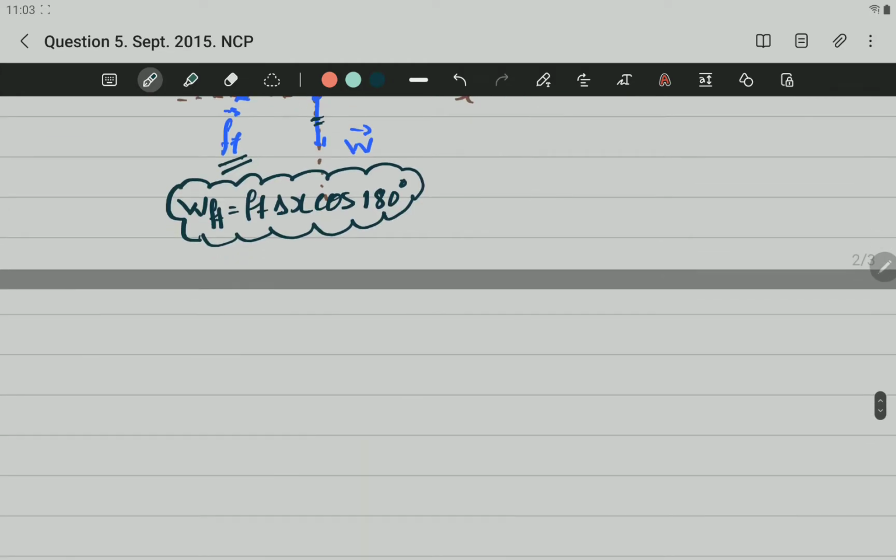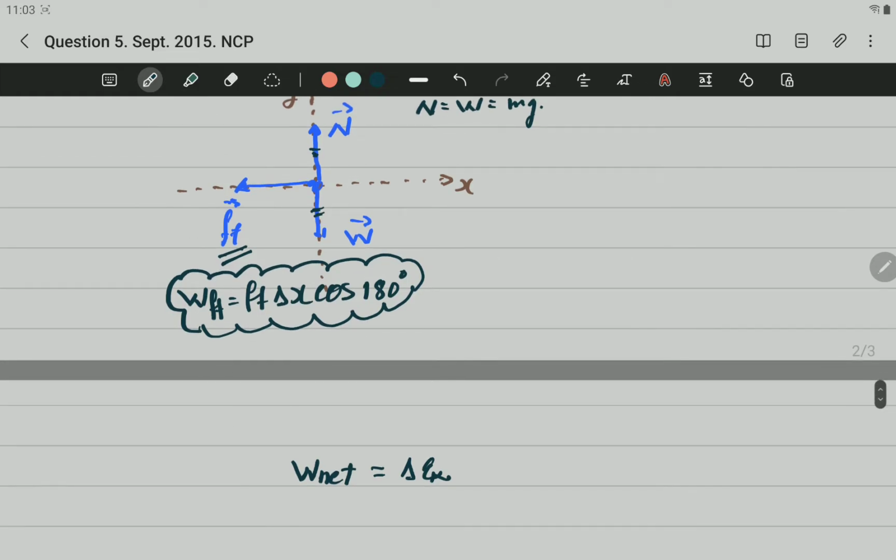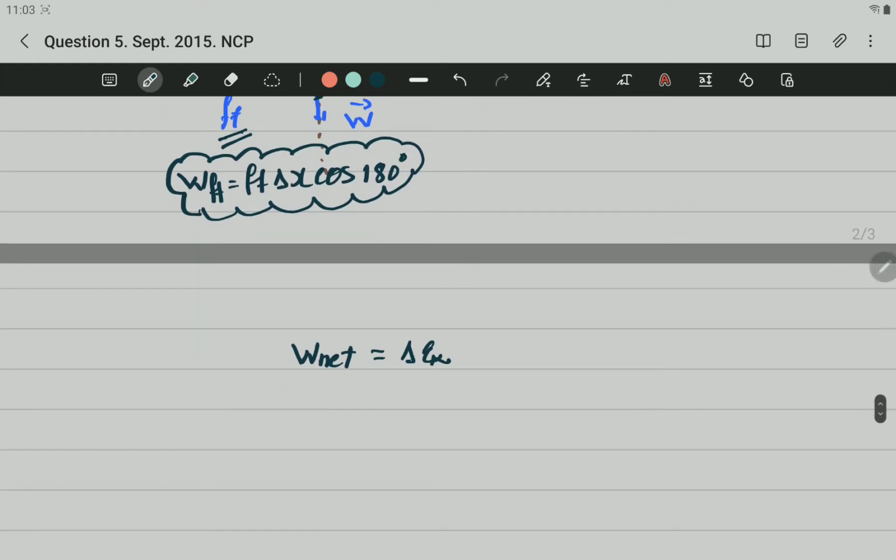So we are going to apply the work energy theorem to calculate the work done by friction. The work energy theorem states that the net work, or the work done by the net force, is going to be equal to the change in kinetic energy. What are the forces acting on the object that actually do work? Normal doesn't do work and weight does not do work in these cases here. Okay, so what forces do we have?